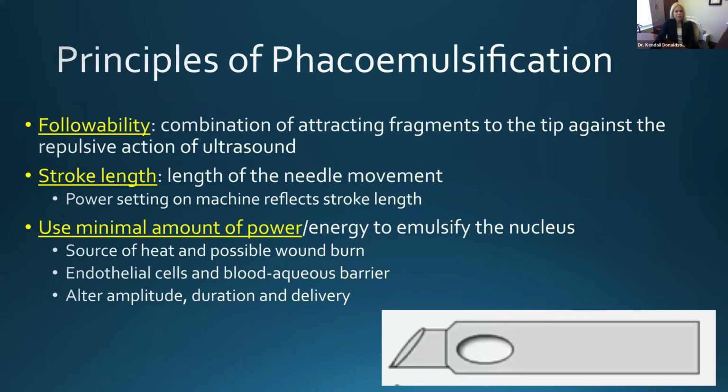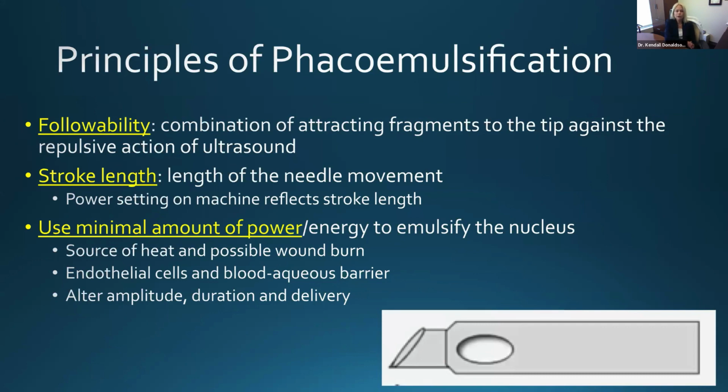So here are the 3 major principles of phacoemulsification. Number 1 is followability. We need to have a handpiece that's going to attract those fragments back to the tip as efficiently as possible. Then stroke length: that needle goes in and out of the tip of our phaco device, and we can modify the stroke length, based on the power settings on our machine, to see how long we want that protrusion to come in and out.